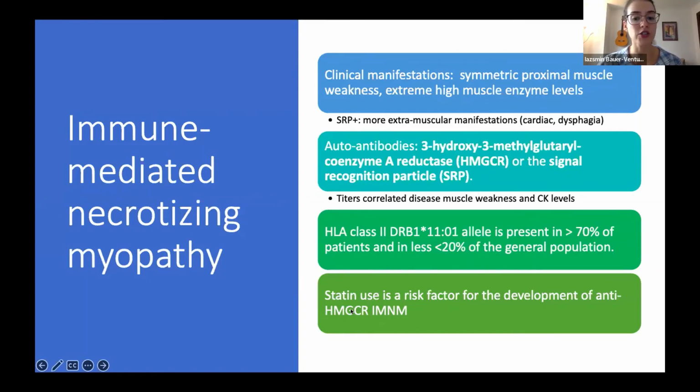And a lot of the patients who have HMGCR immune-mediated necrotizing myopathies have been exposed to statin. Statin is a big risk factor for this specific group, the HMGCR immune-mediated necrotizing patients. However, some patients may have the same antibody and be statin naive, even kids. So this antibody can also happen in patients who have never been exposed to statins.